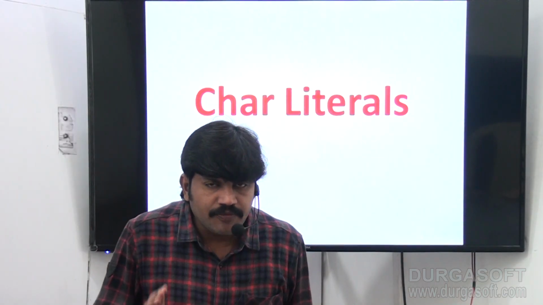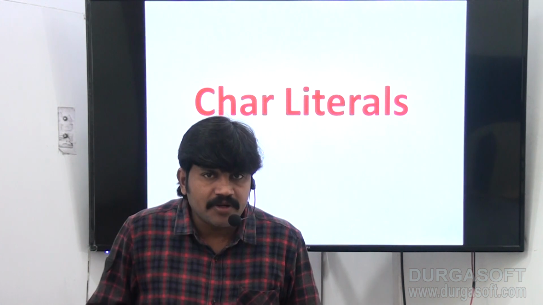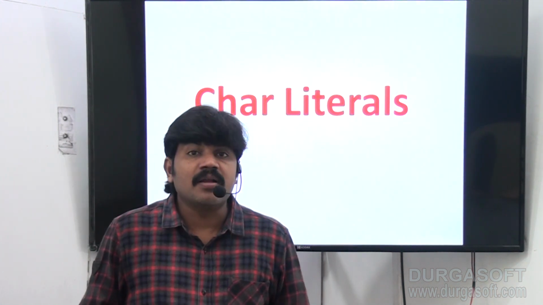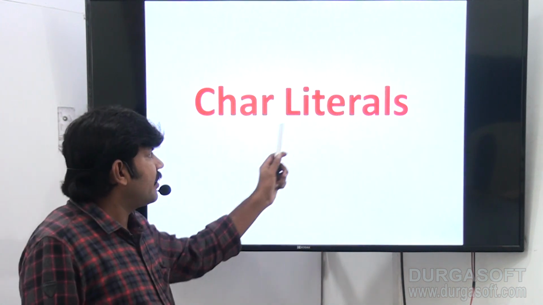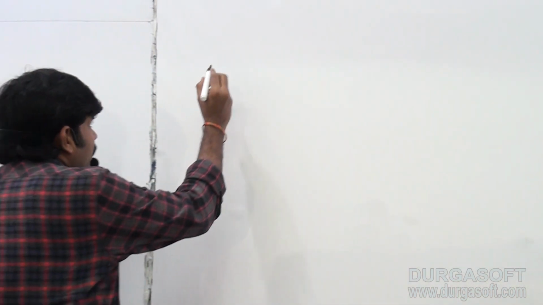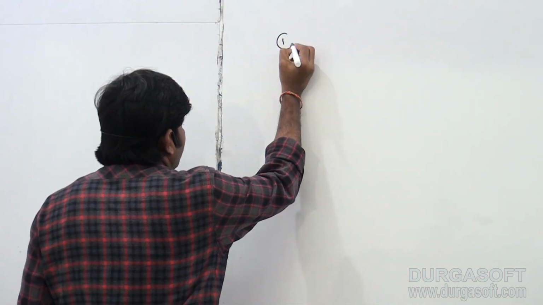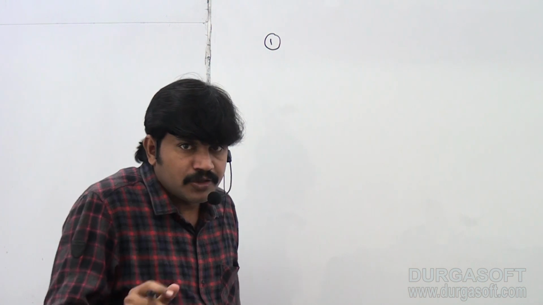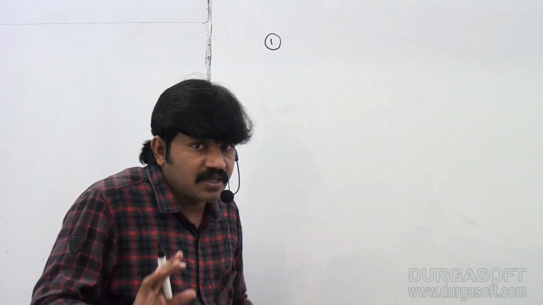Sir, in the last videos, we covered very clearly about floating point literals and Boolean literals. Now let me go for the next thing, char literals. Very important concept. Sir, how can you represent a char literal? Okay, just observe. There are multiple ways to specify a char literal, to provide a char constant value.